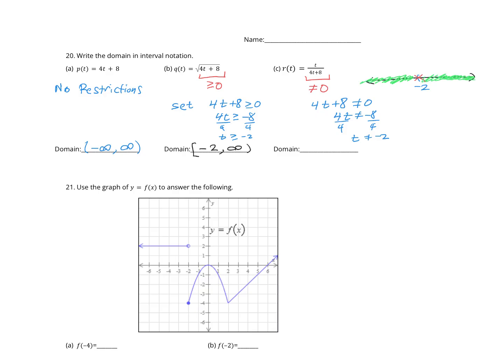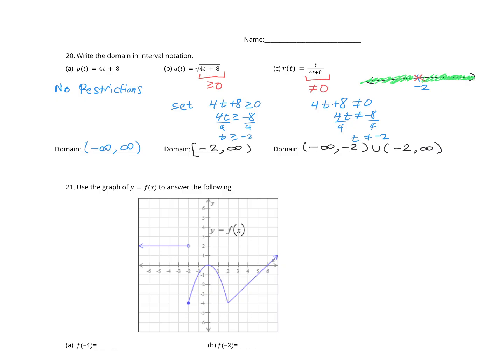So remember, the domain are the numbers you're allowed to use. So because of that, the domain is going to start at negative infinity up to negative 2. And we want to use a parenthesis on the negative 2 to exclude it. Union negative 2 to infinity. So it's the entire number line with the exception of the number negative 2. Kind of think of it as just a hole being punched out at negative 2.